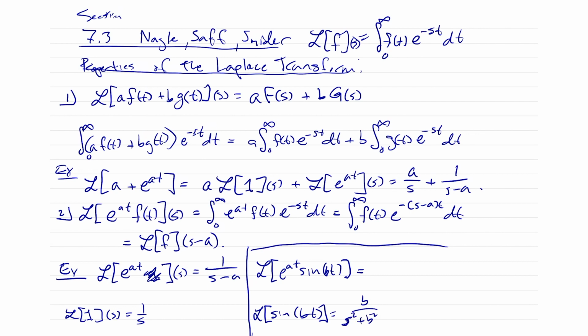So I can go ahead and calculate e to the at times sine of bt just through shifting this guy. So this is going to give me b over (s minus a) squared plus b squared. Okay, so this is another entry in our table. Okay, so that's using the shifting property. Let's see what else we can find.